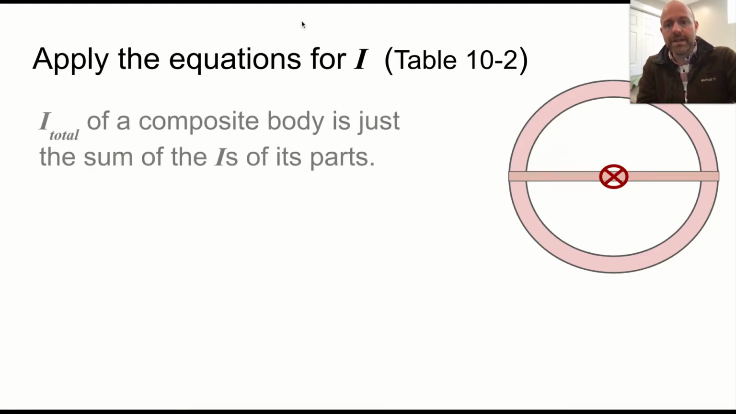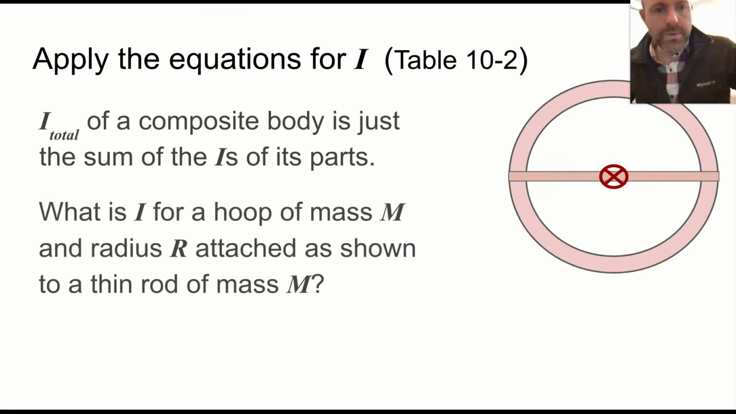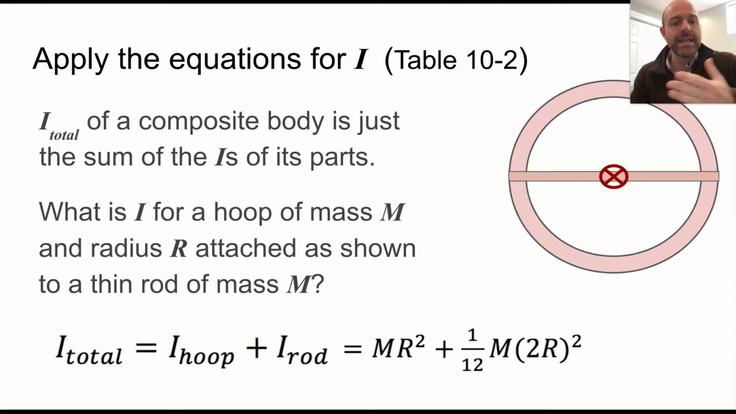And then we can take something like this. This is a composite body. It is a rod about its center plus a hoop. If we have a rod and a hoop with the same axis of rotation, that's the only time you can really add them together. Maybe you've glued, nailed, or stapled them together. The total moment of inertia is the hoop's moment of inertia plus the rod's moment of inertia around the same pivot point or axis of rotation. So that would be mr squared plus 1/12 m times (2r) squared. Why? Because the length of the rod is what goes into the 1/12 ml squared equation.